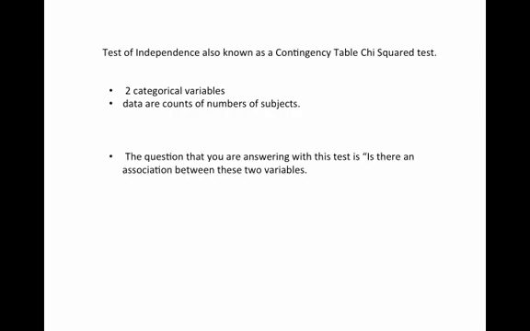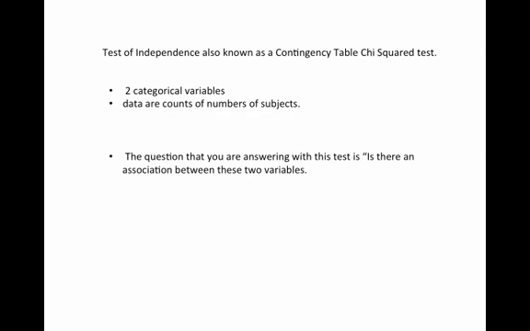In this video, we are going to talk to you about the test of independence, which is also known as a contingency table chi-squared test. The contingency table chi-squared test is used when you have two categorical variables. Each categorical variable has different trait states, and the data are the counts of the numbers of subjects. The question that you're answering with this test is: is there an association between these two variables?